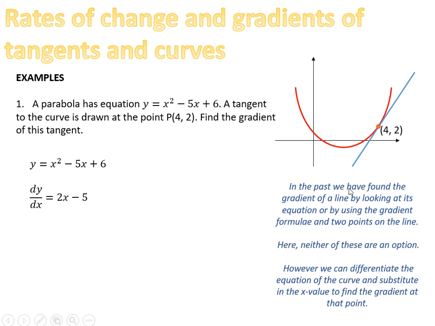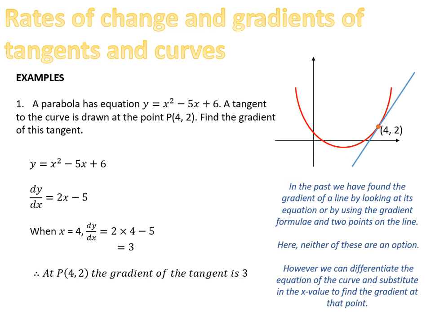Because we've got a point 4, 2, and our equation is in terms of x, we just want the x value. So we want the fact that x is 4. When x is 4, dy by dx, which is the rate of change, will equal 2 times 4, just substituting the x for the 4, and then take away 5. 2 4s are 8, minus 5 is just 3. And that's it. At the point P, 4, 2, the gradient of the tangent is 3. That's literally it. But you can see where this is going to go from here.